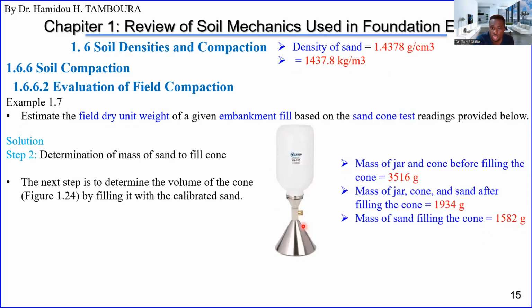Technically, it means you have your sand here, the sand in this jar. You don't invert this cone like this. You put it in this way, not in this way. Okay, put it in this way, and you weigh it. It means the sand is in this jar already, and everything will be 3,516 grams.